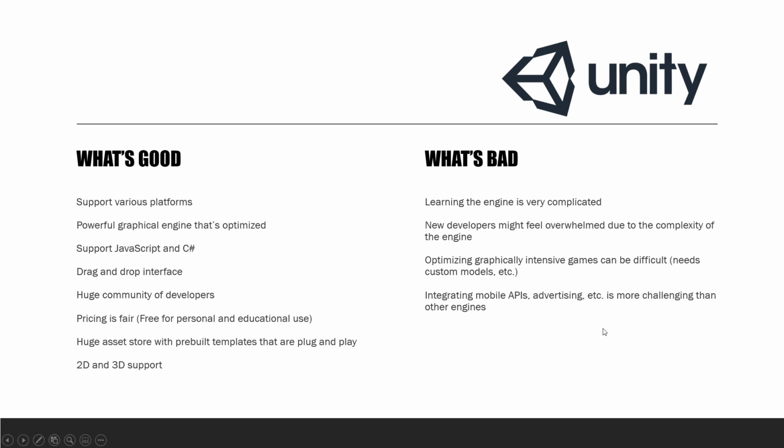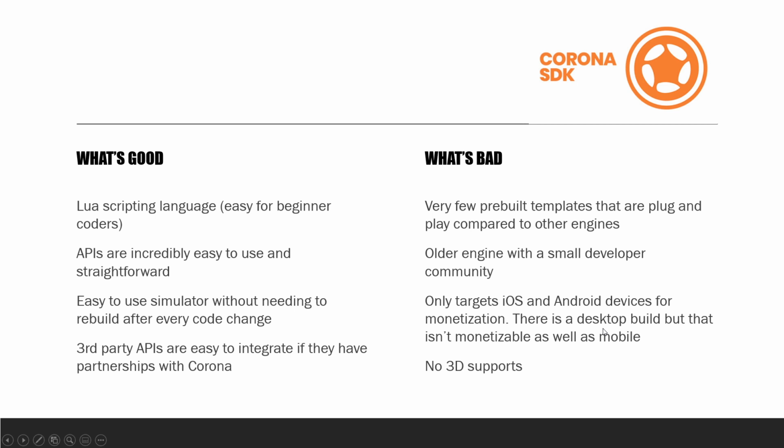Okay, that's Unity. Moving on to Corona SDK, another game engine. What's good about it is that it uses the Lua scripting language, which is easy for a beginner coder who knows the very basics of coding. The APIs are incredibly easy to use and straightforward. It has an easy to use simulator without needing to rebuild after every code change. Third-party APIs are also easy to integrate if they have a partnership with Corona.